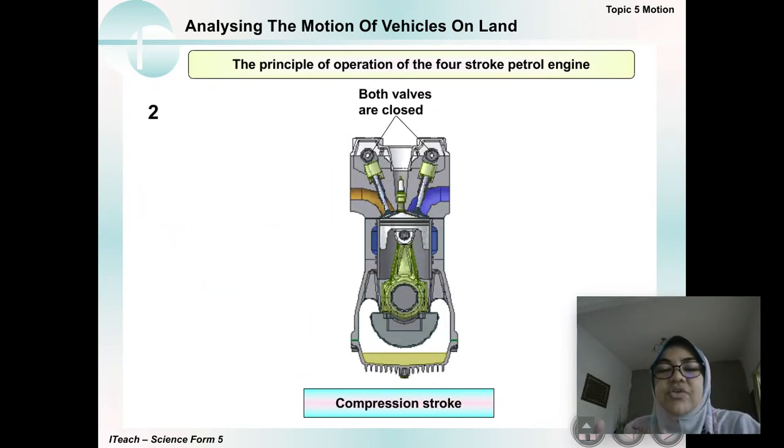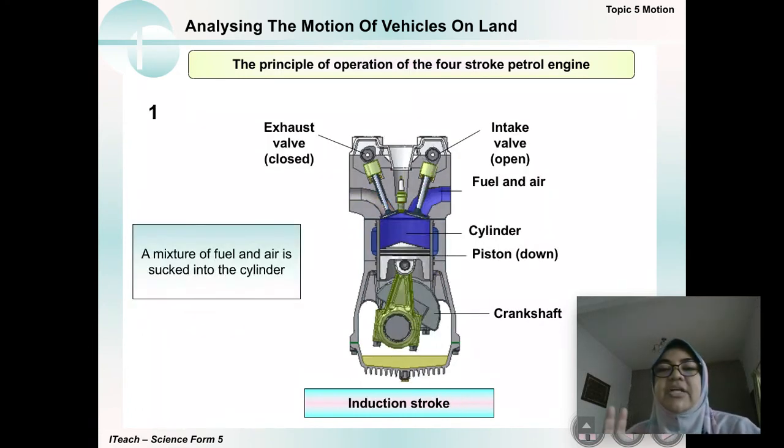And then kita ada stroke yang kedua, compression stroke. Tadi induction stroke, exhaust valve close, intake valve open. So ni mula-mula induction stroke, untuk kita nak masukkan fuel and air ke dalam engine, so ke dalam cylinder. So pada induction stroke, mixture of fuel and air is sucked into the cylinder. So untuk dia suck into the cylinder, piston kena move down, memberi ruang. And then intake valve kena buka untuk membenarkan fuel and air to enter.